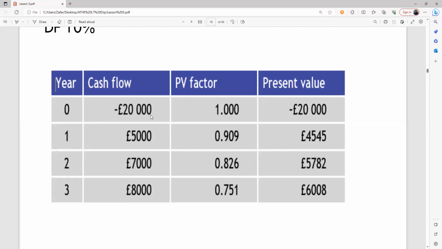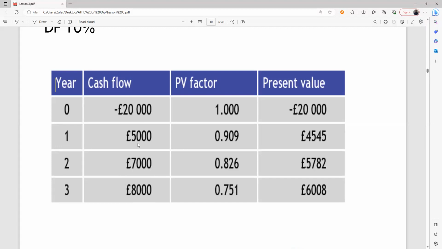A minus figure of 20,000 shows you the cash outflow, the initial investment. This is how much you spent out of your pocket, out of your budget, out of your money. So if you calculate the cash inflow, which is 5 plus 7, which is 12, plus 8, that is 20,000. Over 3 years you're getting 20,000, and in year 0 we've spent 20,000.